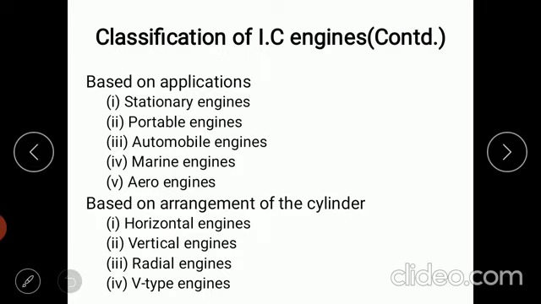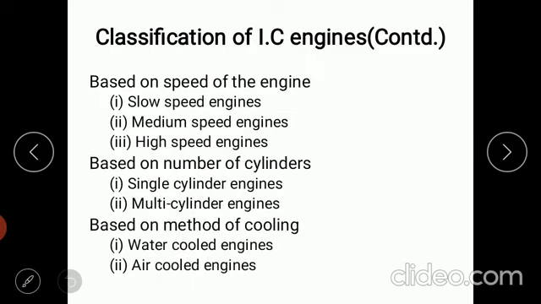Again, based on the cylinder arrangement, whether the cylinders are arranged vertically, horizontally, radially. Sometimes we have V engines. So these are classifications based on arrangement of cylinders. Then based on speed, slow speed engine, medium speed engine and high speed engine. Based on the number of cylinders, single cylinder engine and multi-cylinder engine.